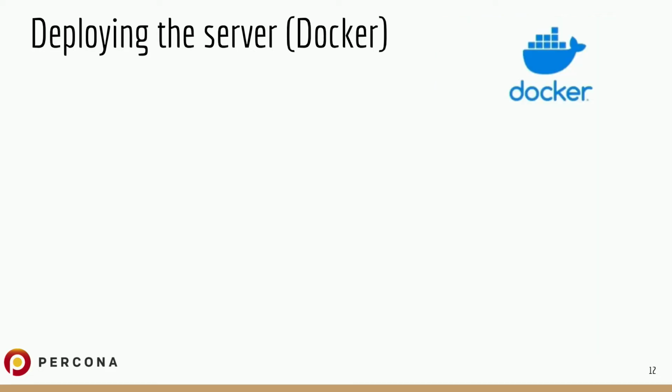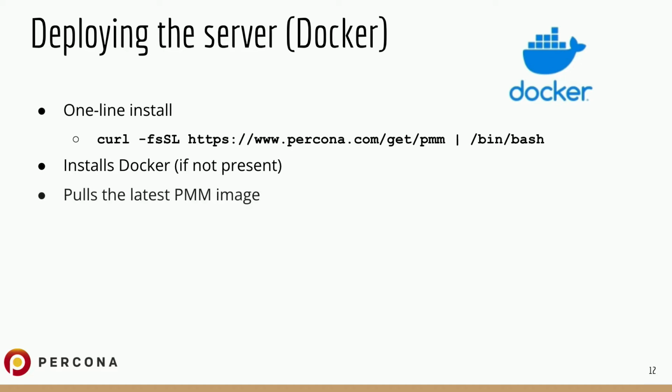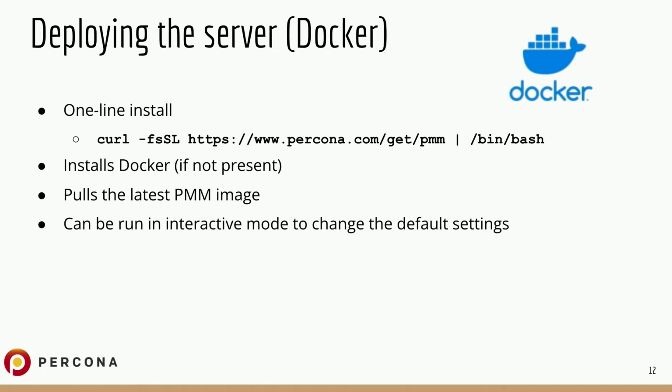In terms of the Docker version, which is our recommendation, there's a way to install it with just a one-liner. If you run this command, you can get everything installed. This will install Docker if it's not already there in the server. Then pull the latest image that's available on our repository. And also there's the option to run this interactively. If you want to change any of the default settings, you can do so.